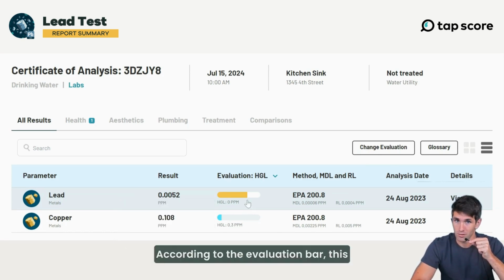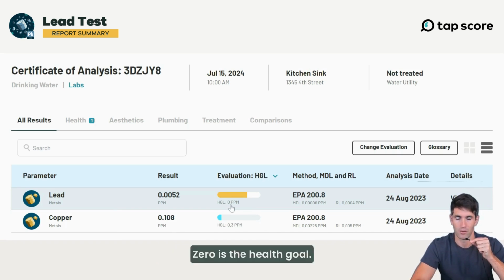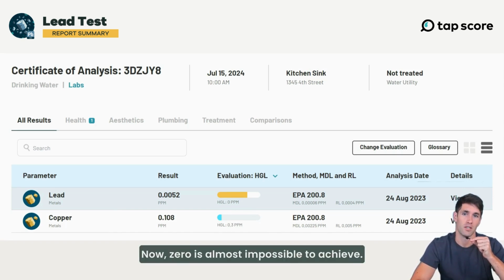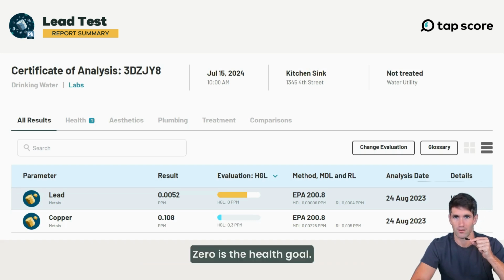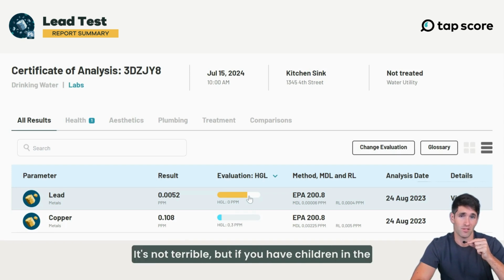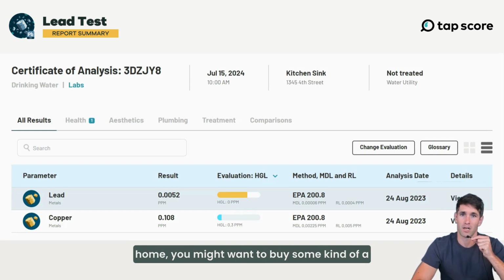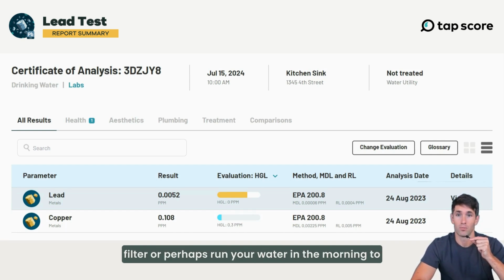According to the evaluation bar, this is a moderate amount of lead. 0 is the health goal. Now, 0 is almost impossible to achieve. 0 is the health goal, and at 5 parts per billion, you are higher than desirable. It's not terrible, but if you have children in the home, you might want to buy some kind of a filter or perhaps run your water in the morning to reduce the exposure to lead in drinking water.